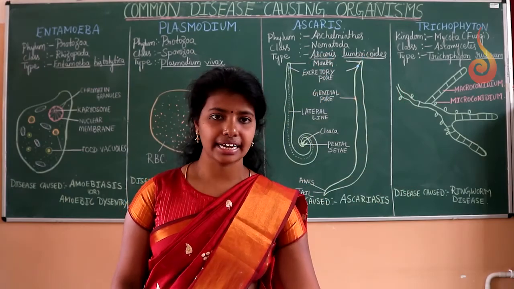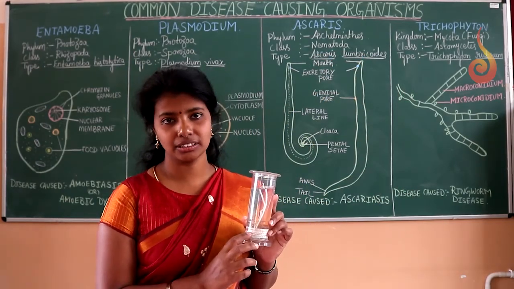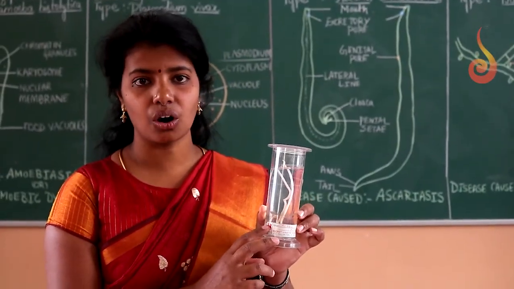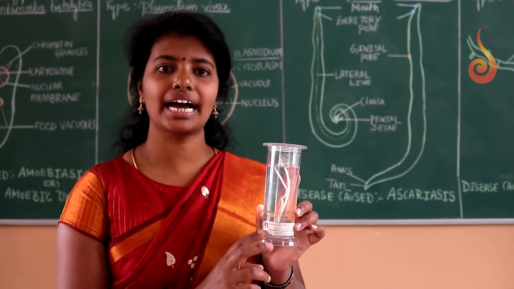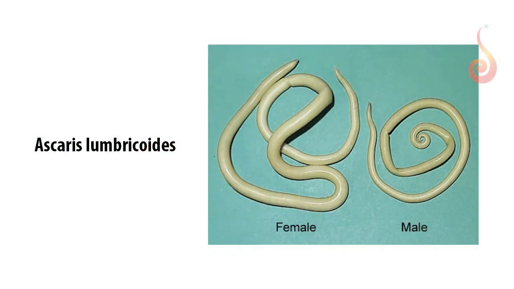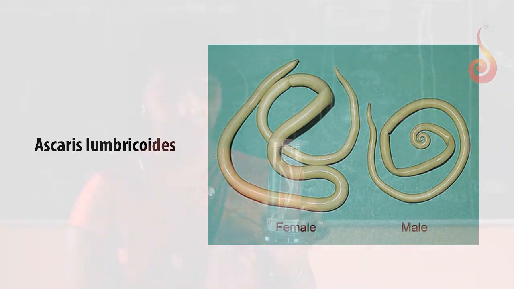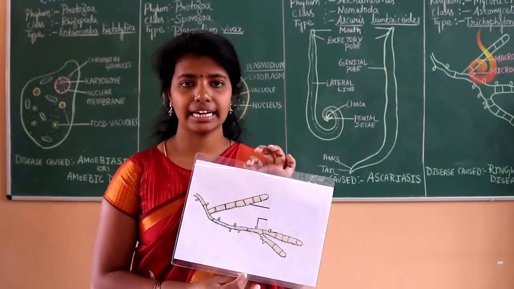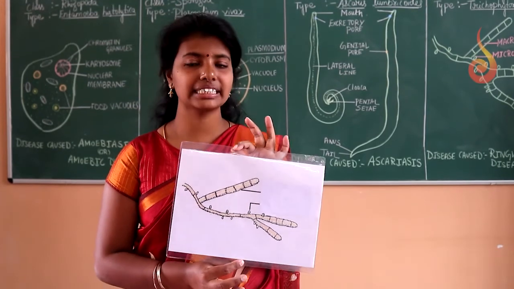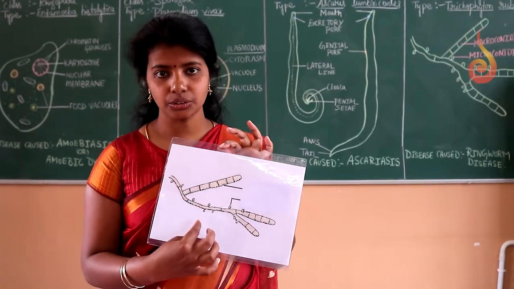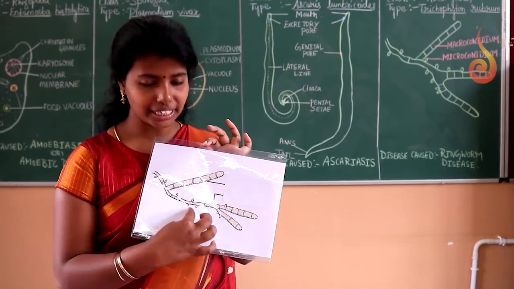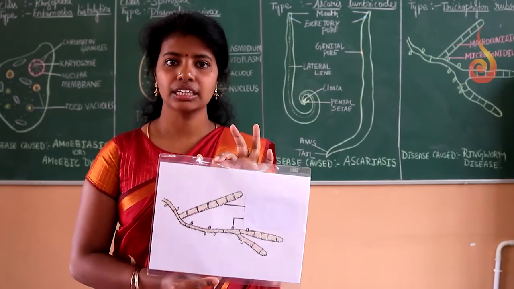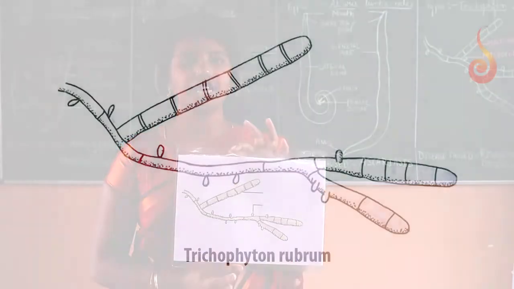Then coming to Ascaris. Ascaris will be the specimen, the bottle. You can observe the unsegmented long round worms, and you will identify it as Ascaris. Then coming to Trichophyton. As I have drawn the diagram on the board, it is the same chart. So it's very easy to identify Trichophyton by looking at the hyphae, macroconidia, and microconidia. If you see this, you will identify it as Trichophyton rubrum.